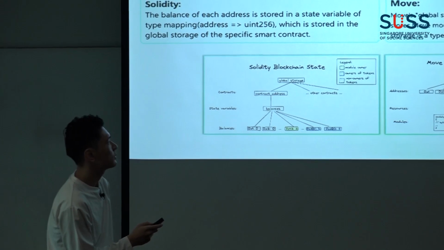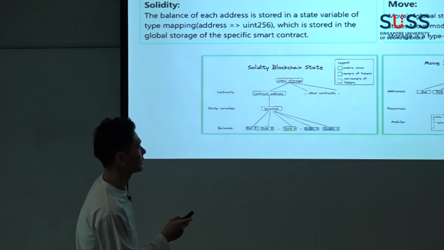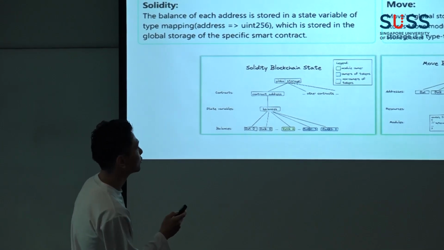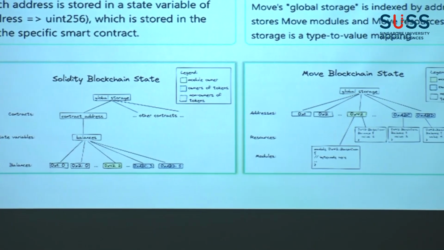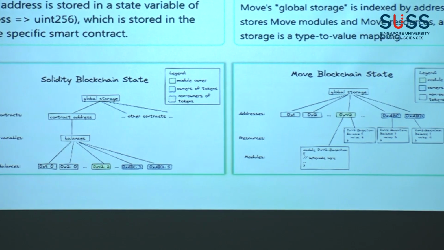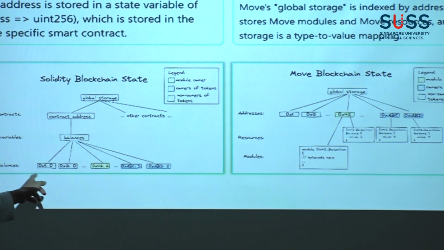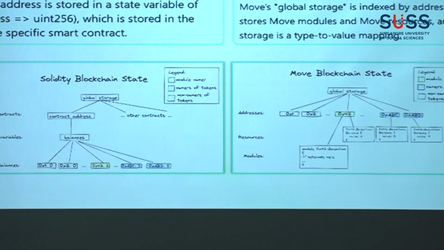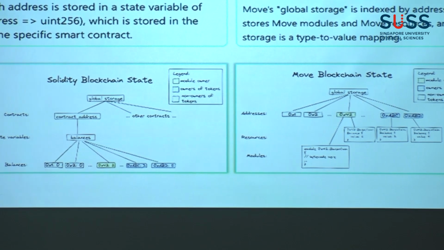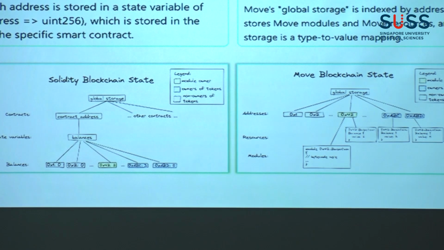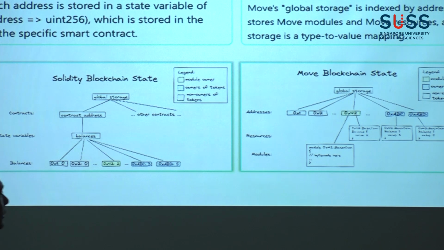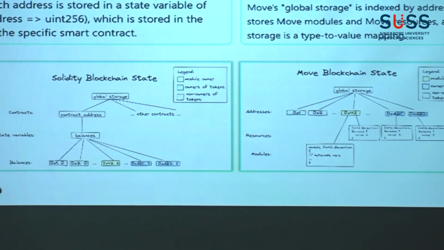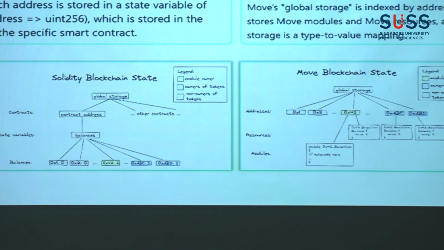In Move, global storage is indexed by addresses. Each address stores Move modules and Move resources. And resource storage is a type to value mapping. So compared to Solidity, every single address stores its own assets. That is Move resources. And the resource storage is a type to value mapping. That means there's a type, a general type, for example a custom typed coin, and the value is how much of that coin you hold.